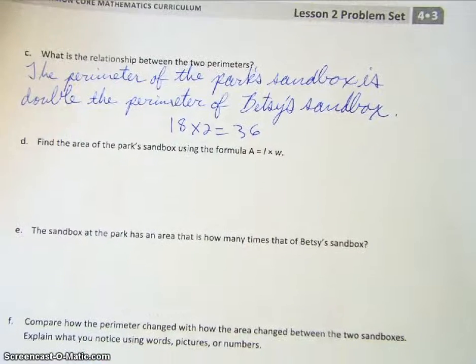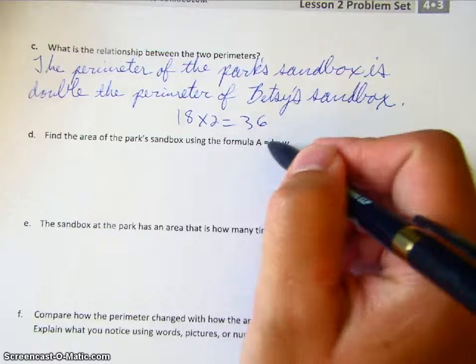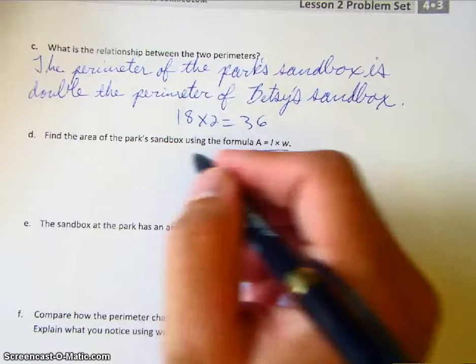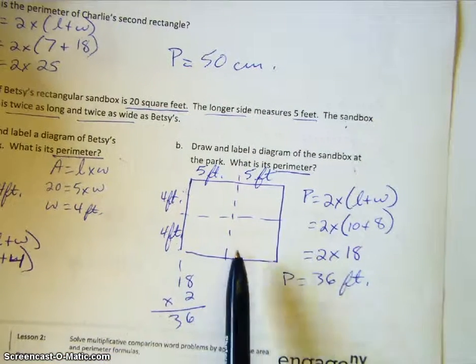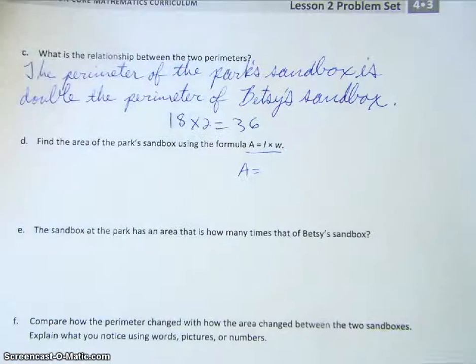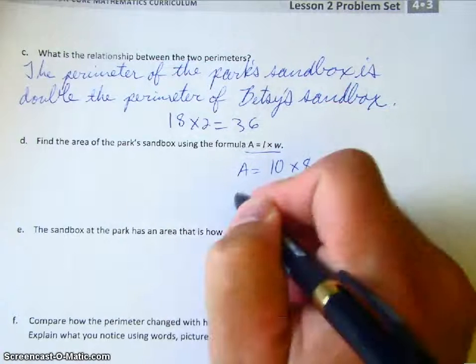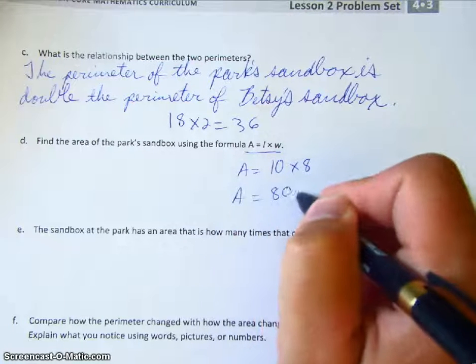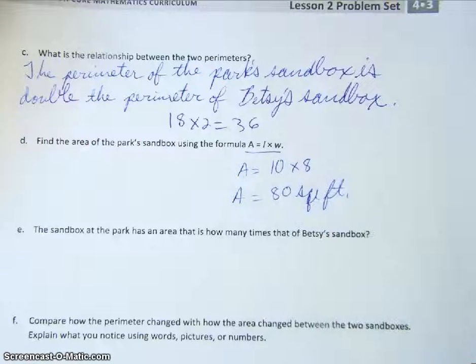Letter D says, now find the area of the park's sandbox using the formula area equals length times width. If we go back to our park sandbox, we know that now we have dimensions of 10 by 8. So we're going to use 10 times 8 to find our area. That gives us 80 square feet for the area of the park sandbox.